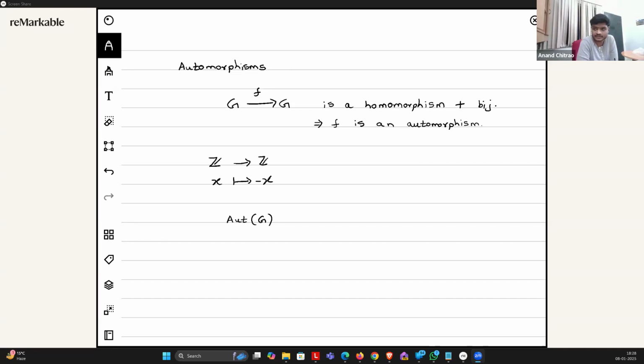You take Aut. Sometimes Aut is trivial, sometimes Aut is non-trivial. Sometimes automorphisms of huge groups is small, just like you saw over here. Aut of Z is just a group of order two, right? So there's that.